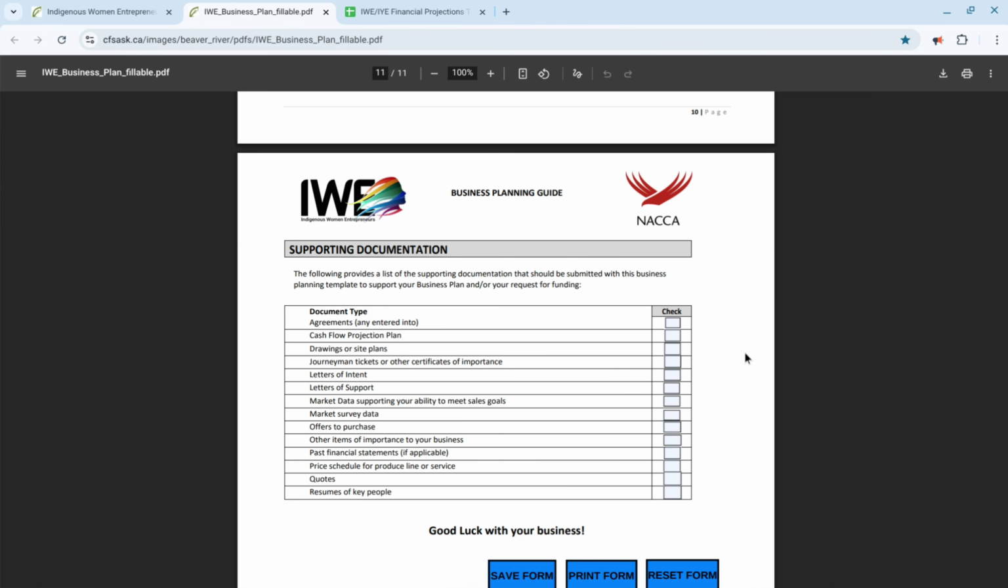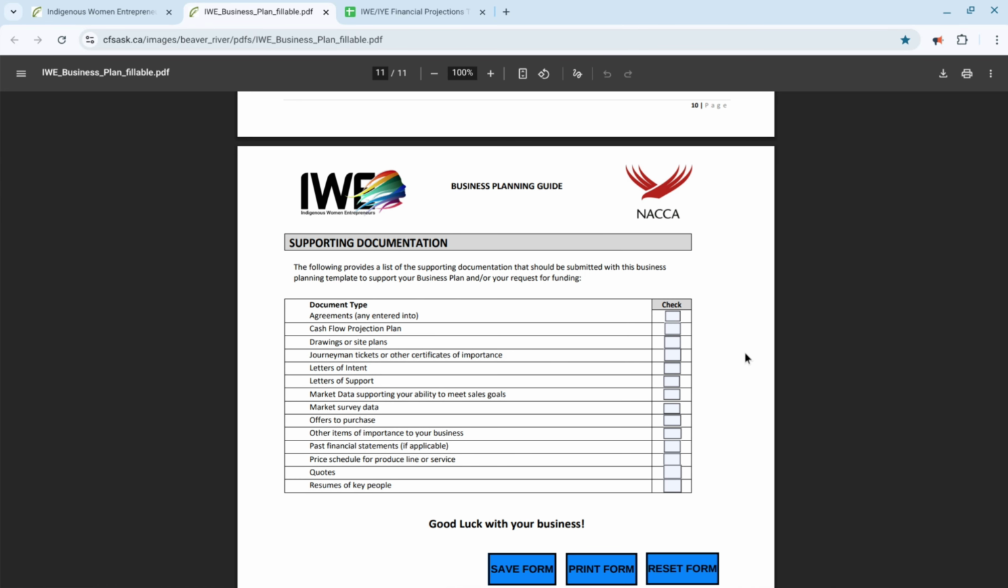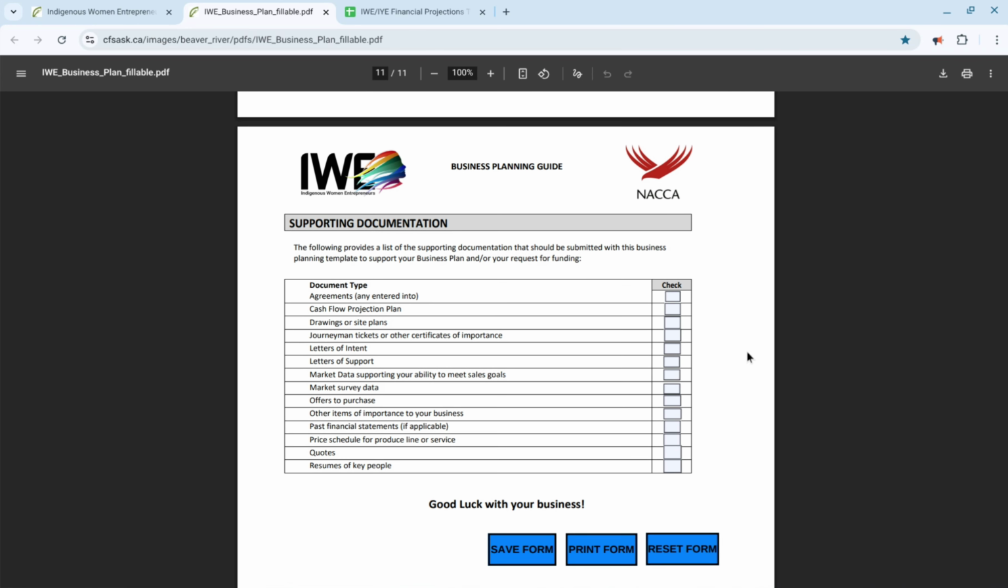So page 11 is just addressing supporting documentation. So it says the following provides a list of supporting documentation that should be submitted with this business planning template to support your business plan and or your request for funding. So with this document that I'm explaining here, the business plan, 11-page PDF, you'll also want to include these other documents when you're sending in this business plan, if they are relevant to you.